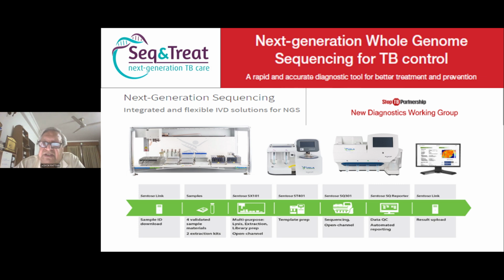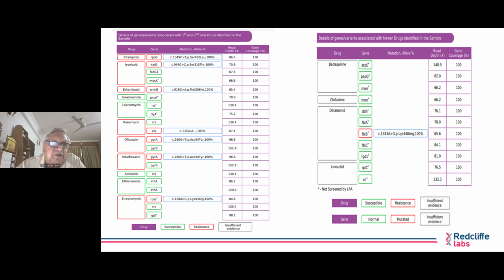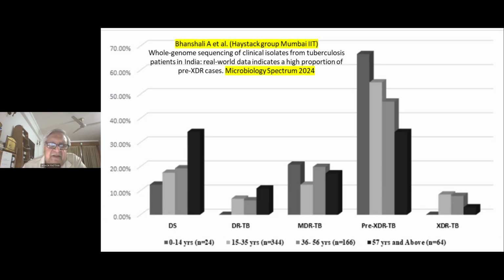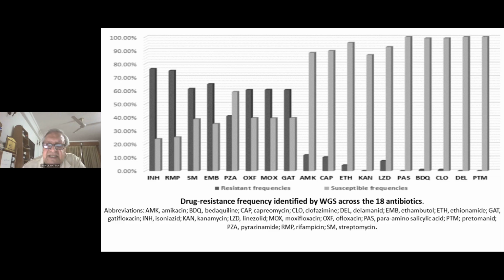And at least 2-3 companies in India are already doing next generation sequencing. They would report what drugs there are, what the target genes are, and what mutations are there. Recently, Haystack published the results of their reports from Mumbai. As you notice here, there's mutation against the common ATT drugs, but against the new drugs it is less. Just last week, I think the same group also indicated that there are a lot of pre-XDR strains available in Mumbai. And again, as you notice, the majority of the new drugs are sensitive.